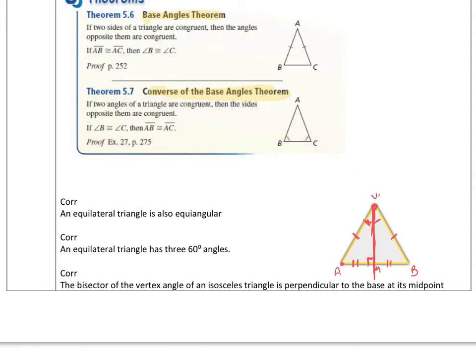All right, so remember, this is the vertex. These are the legs. You can also call them the sides. And this is the base down here. And these are the base angles.